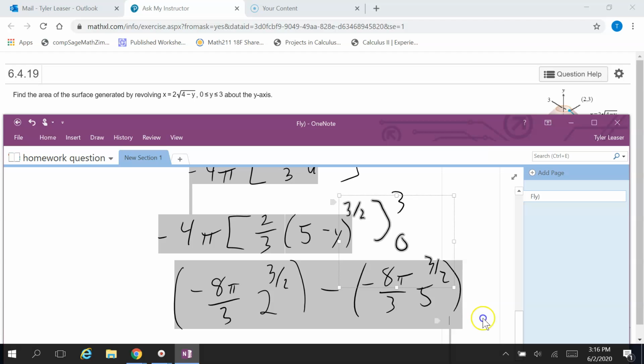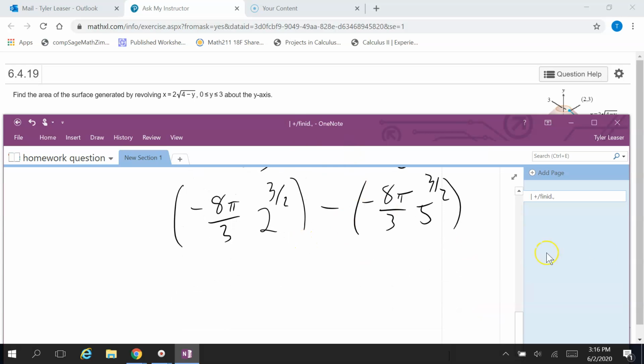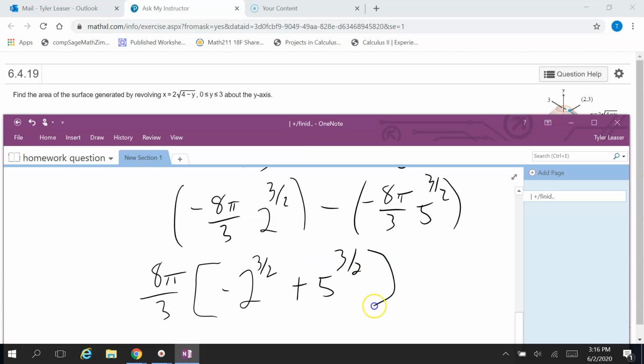The double negatives do cancel out, and you can also factor out an 8 pi over 3 from these two things. So you'll probably see the homework answer look like this. The 8 pi over 3 that is factored out, a negative 2 to the 3 halves, and then plus a 5 to the 3 halves. So this would be the total surface area then of our object.